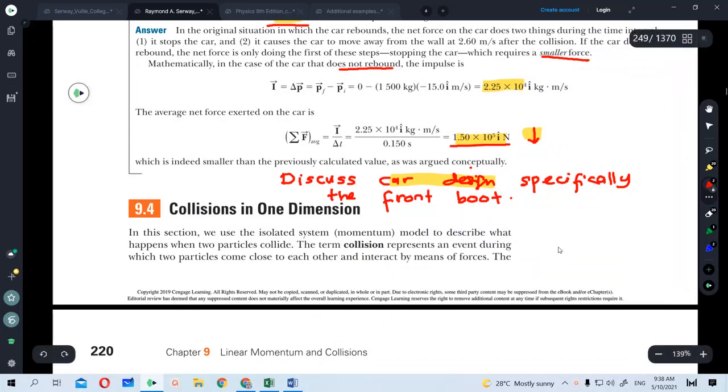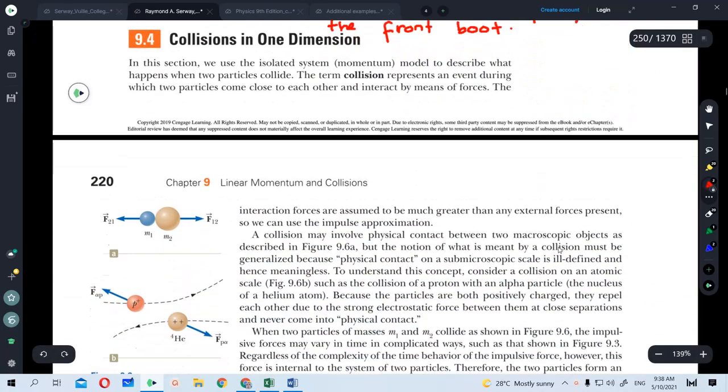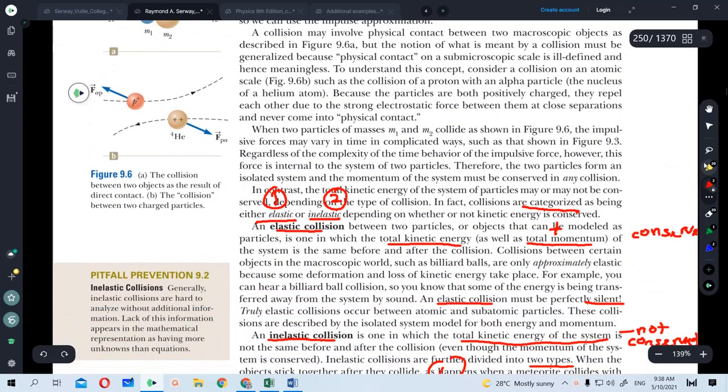Right, 9.4, collisions in one dimension. Basically, we have two types of collision. Number one, we call it elastic. Number two, we call it inelastic. Elastic and inelastic. Now, what's the difference?